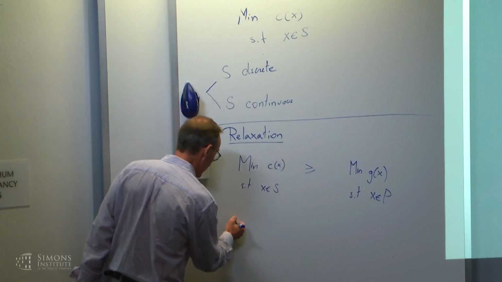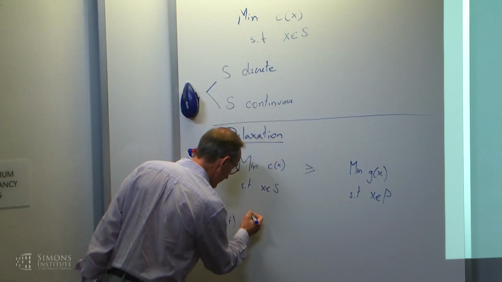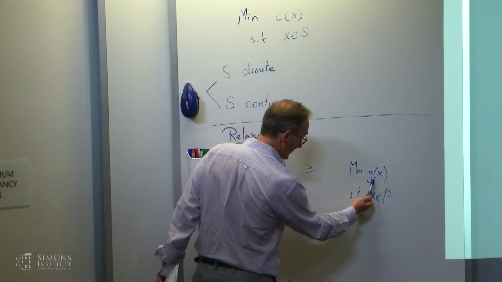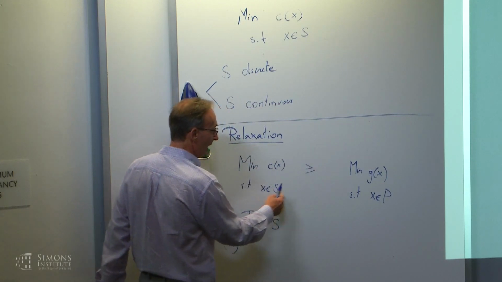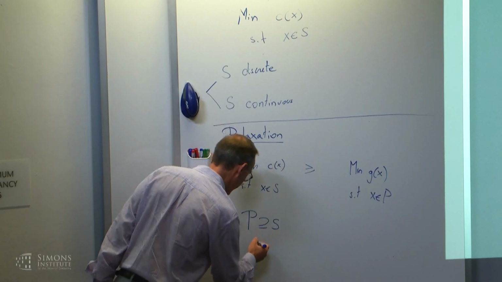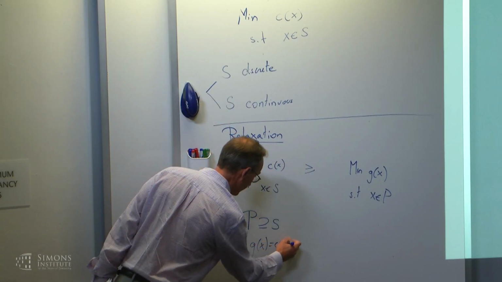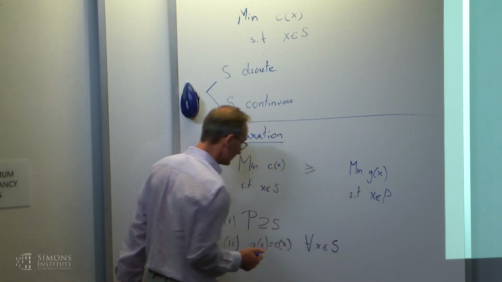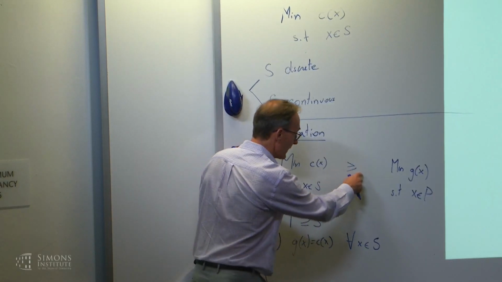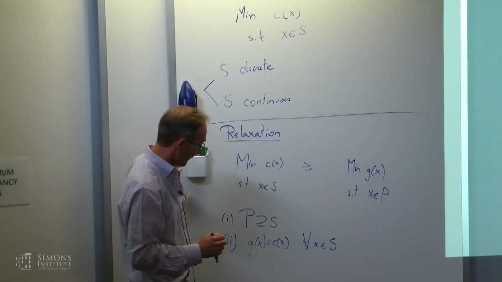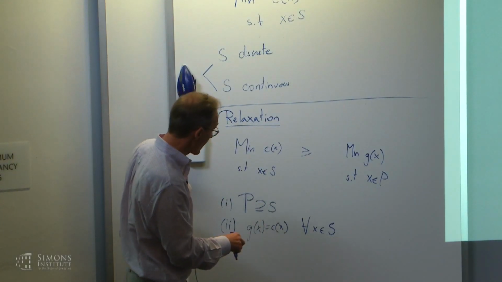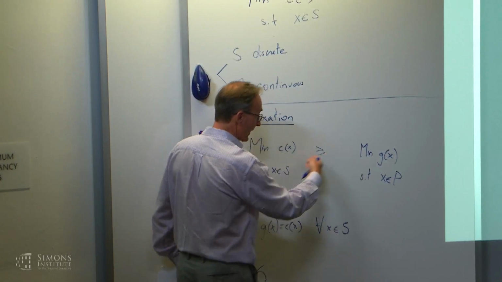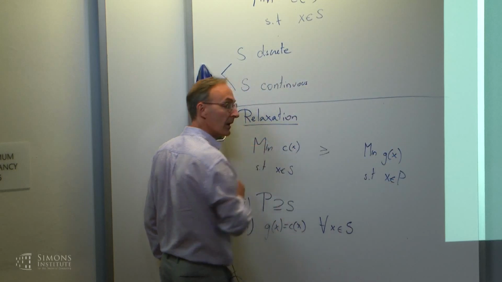And so one way to do it is, for example, to assume that we are optimizing over a larger set, so P contains S, and also that if I restrict my function g of x to the elements of S, then I get c of x. So g of x is equal to c of x for all x in S. And if that's the case, then clearly we have a lower bound. Our goal is to have this problem be easier to solve than the original one, and then we'll try to go back from the easier problem to the original problem.